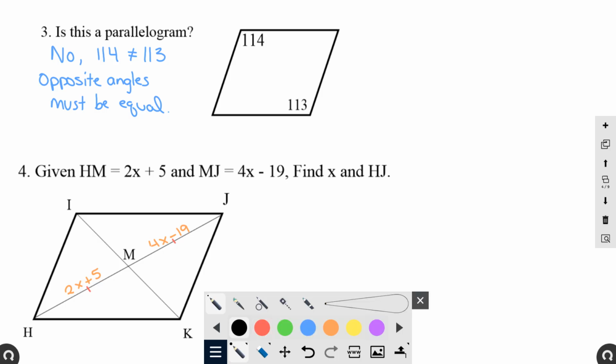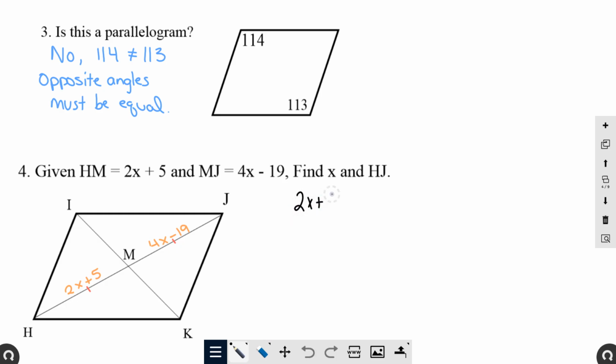They're equal. So over here to the side, let's set those two equal to each other and solve for x. What would you do to get x by itself? Subtract 2x on both sides. So 5 would equal 2x minus 19. Then 5 plus 19 is 24, and last step, divide by 2, x equals 12. Good.